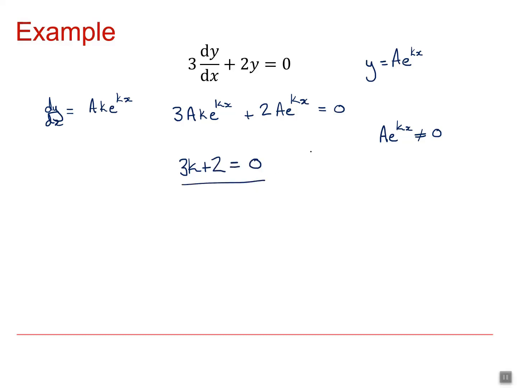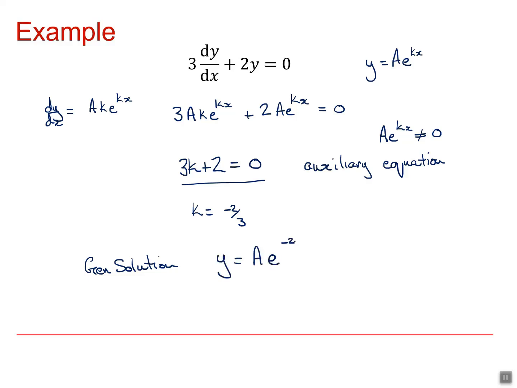And this equation we call the auxiliary equation. Now if we solve that, that gives me that k is equal to minus 2/3, and so the general solution for that differential equation is going to be y is equal to a e to the minus 2/3 x.